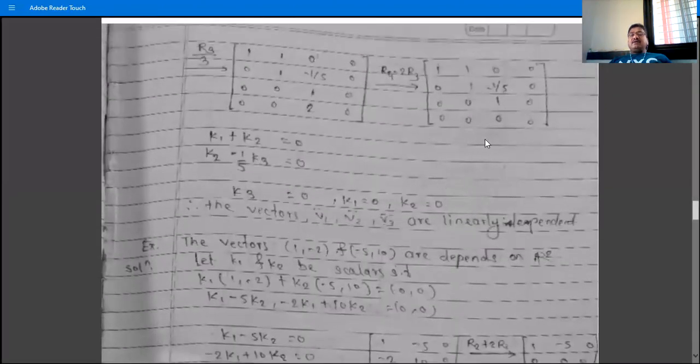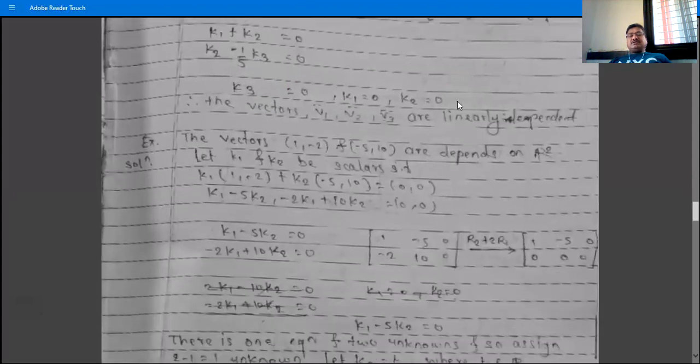And how can you find the solution? So rewrite the equations. K1 plus K2 is equal to 0, K2 minus 1 by 5 K3 is equal to 0, and the last equation, K3 is equal to 0. So K3 is equal to 0. Substitute K3 equal to 0 in the above equation, we have K2 is 0, and substitute K2 as 0, we have K1 is 0.